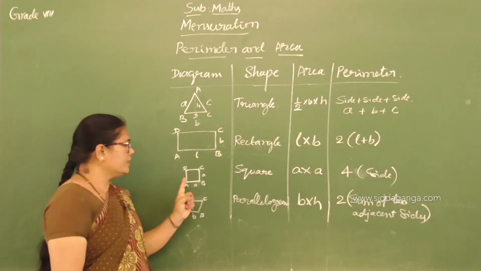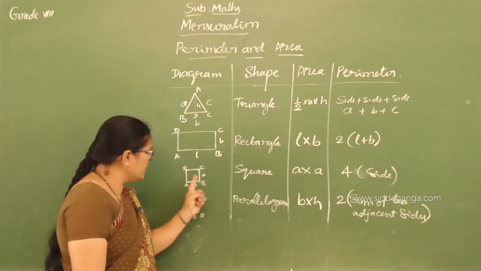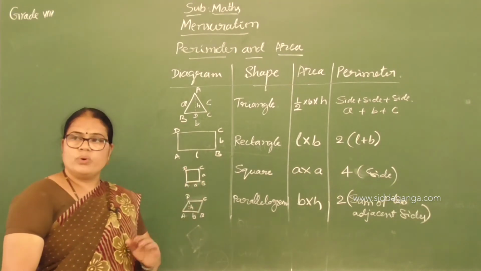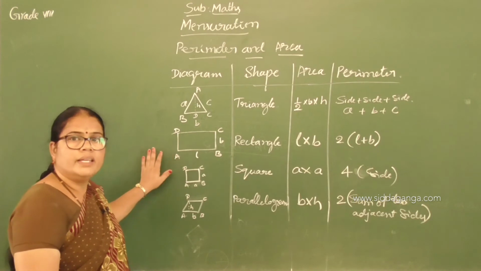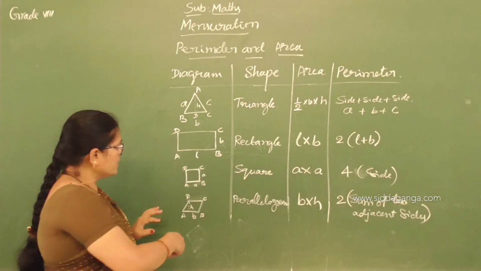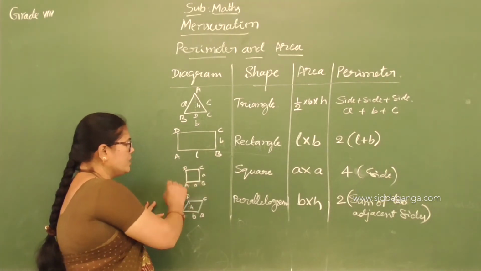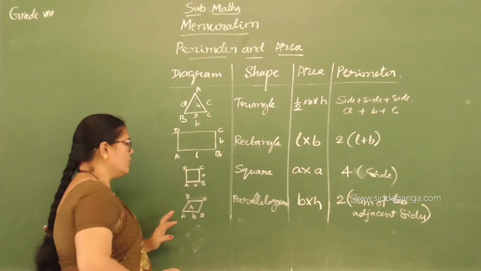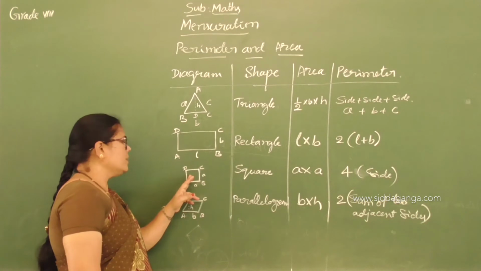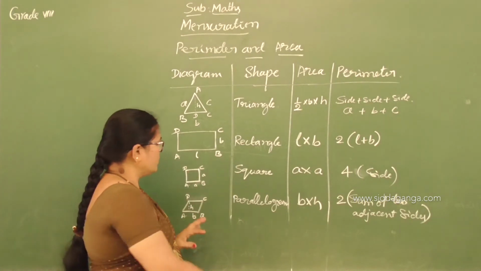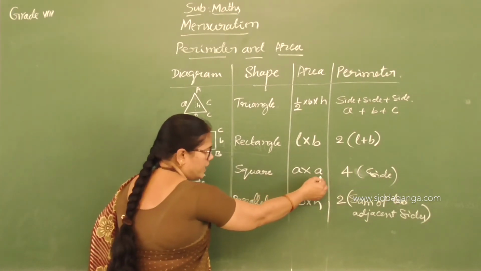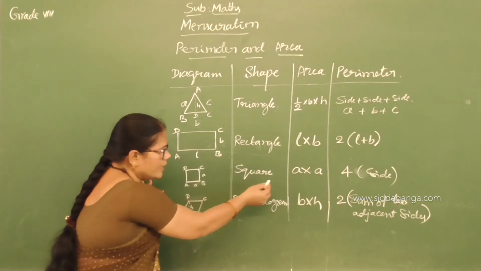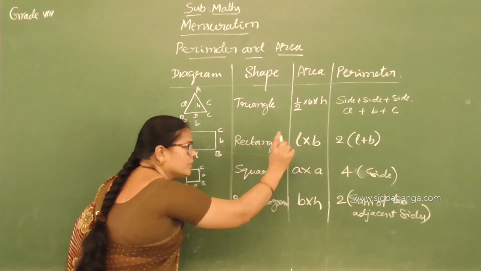Next I can take the square. ABCD is a square. In a square, we know all sides are equal. AB is equal to BC, BC is equal to CD, and AD. All sides are equal. What is the area of the square? Area of the square is equal to side into side. Here I can take side as a, so a into a.